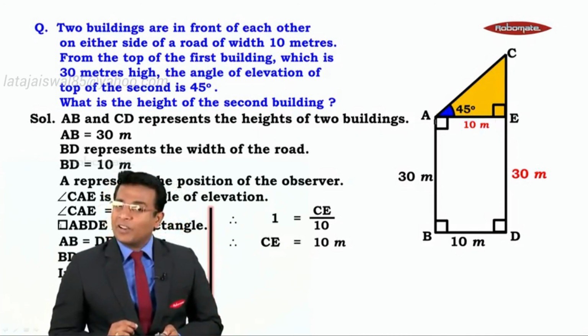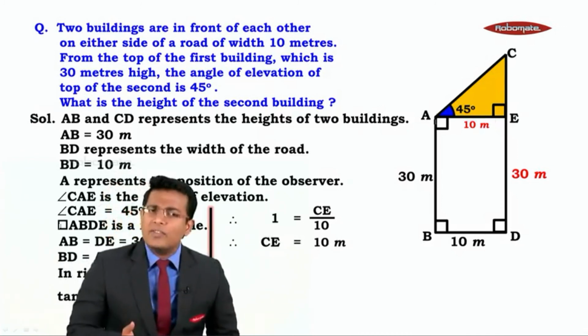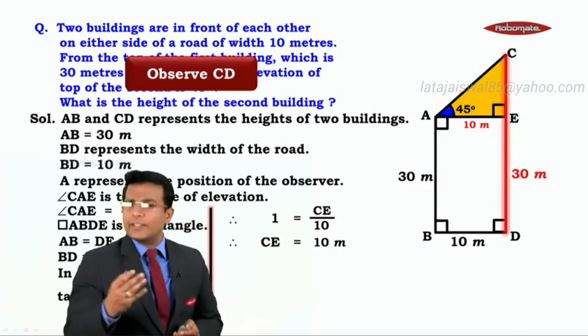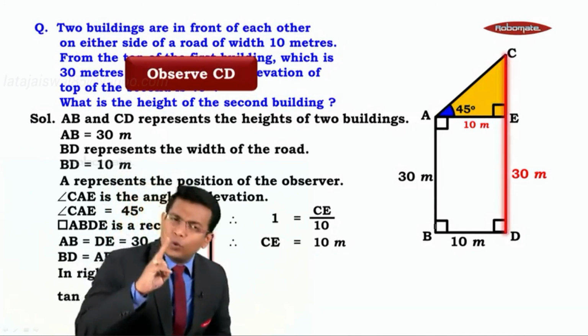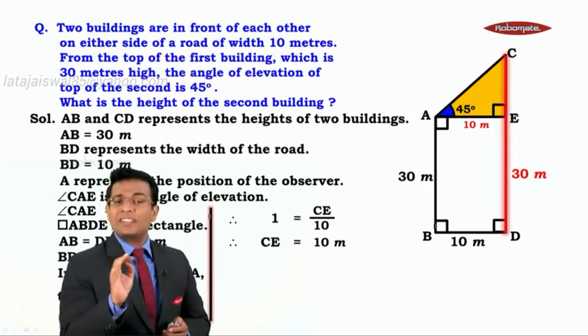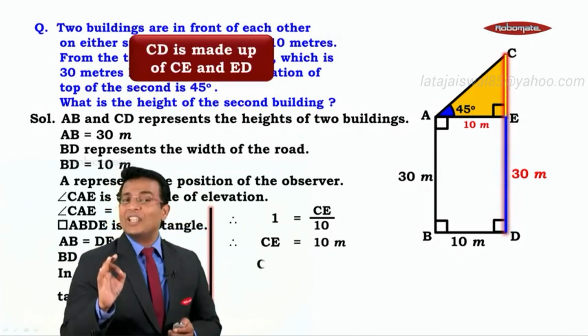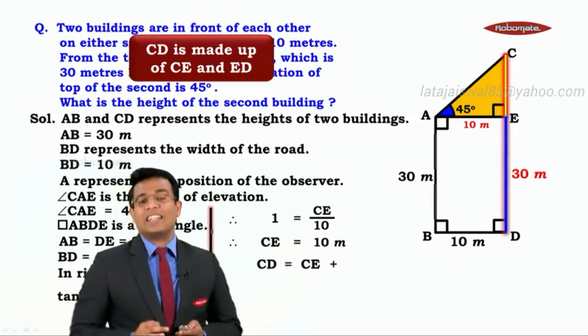Now, is the sum over? No, because we are not supposed to find CE. We need to find the length of CD. But you know CD, when you observe, we discussed at the start. CD is made up of two segments. It is CE plus ED. So we write that. It is made up of two segments. So we write CD is equal to CE plus ED.